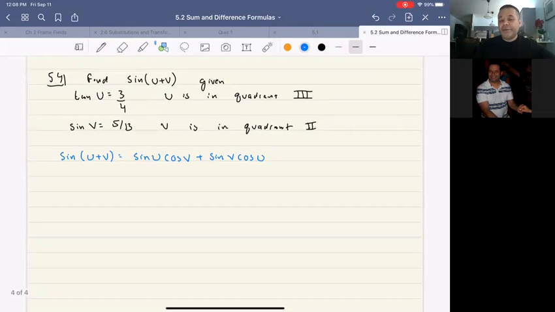Now, we need to find these values. Sine of v, I know. Sine of v is 5/13. That's the only thing I know. Well, let's draw the pictures. So let's draw u. Tangent of u is 3/4, and u is in quadrant 3. So that means I'm going to have it down here.